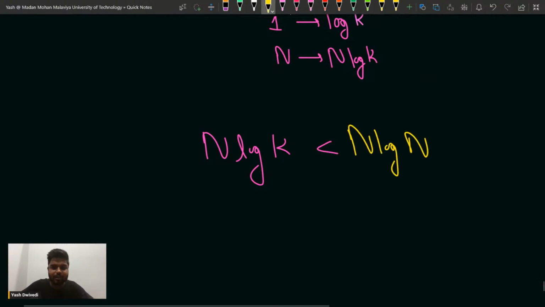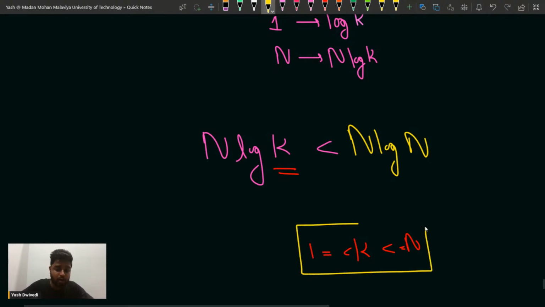Why? Because k is always going to be between n to 1. So for the majority of the test cases, k is going to be lesser than n only. So that is why this will be more optimal.